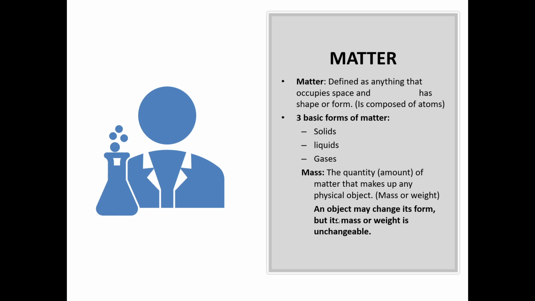So what we have right here is a little misleading. I'd like to delete weight right here, but it's too late now. An object may change its form, so we can move between these states of matter, but its mass is unchangeable. So you cannot change mass. You can cut off your hand, but your body with the hand still had the same amount of mass. You're just a body without a hand if you cut it away. It's the same quantity of mass.